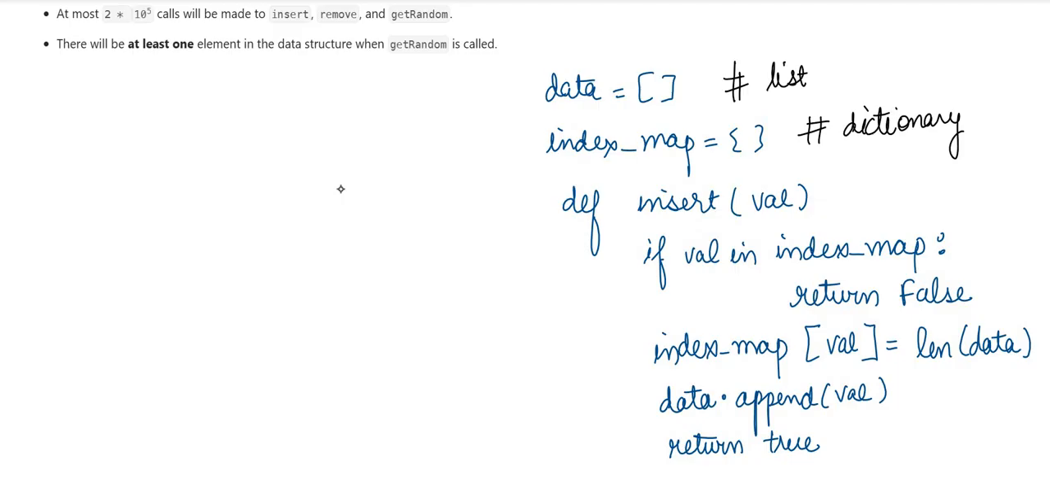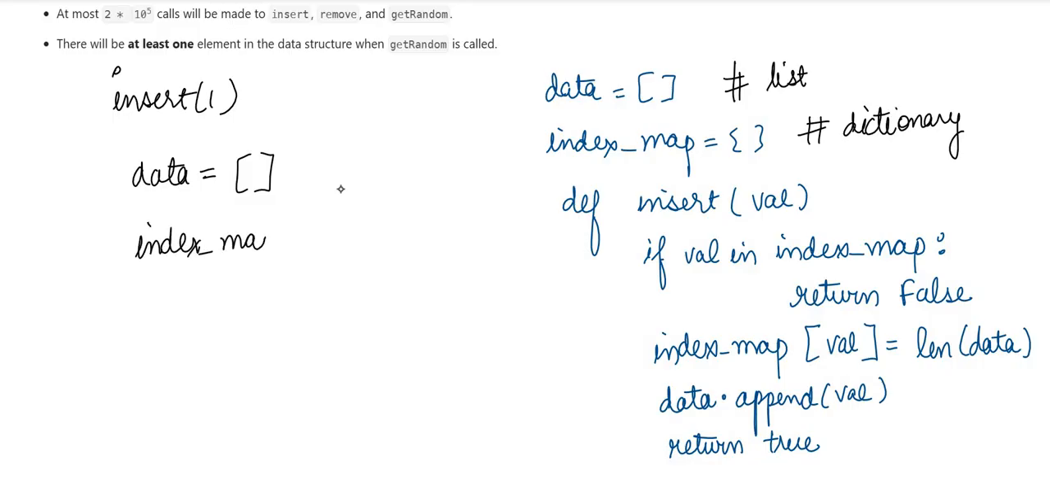So try to understand. For example, when I am saying insert 1, this function will be called with value 1. At that time initially data will be empty, and there is one dictionary that I am taking, that is also empty. So when I am saying insert 1, we will check whether the value is present in this index map dictionary. In a dictionary you can check whether a value is present or not using the in function, and this will take order of 1 time. So it is not present.